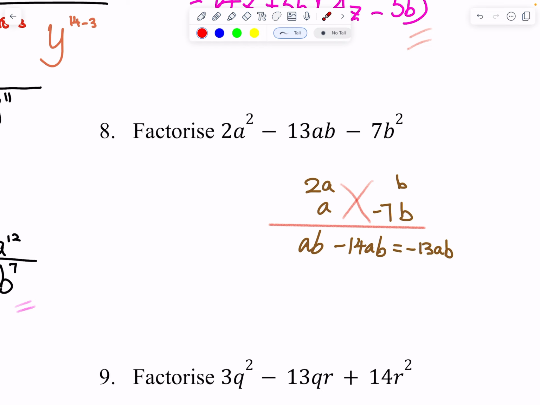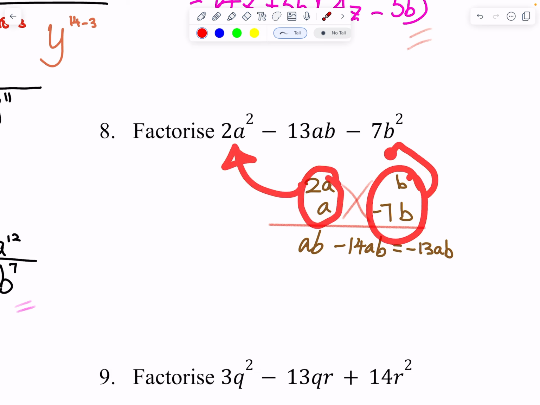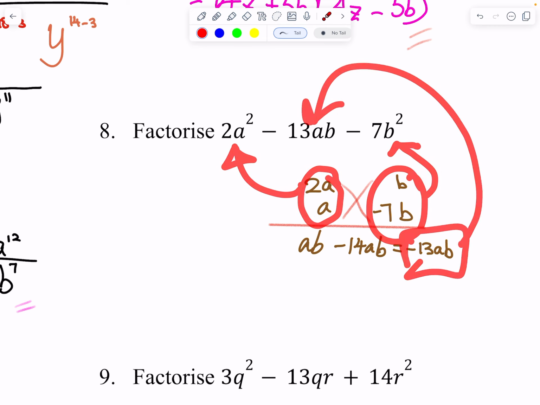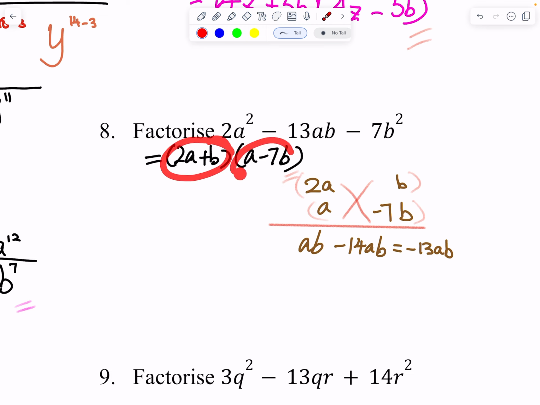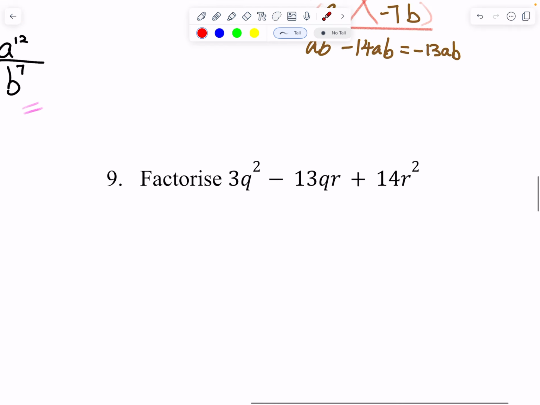Okay, let's check now. 2a times a, 2a squared. b times negative 7b, negative 7b squared. And the final answer, yes, it matches in the middle. If everything is fine, we put brackets. So it's done. (2a + b)(a - 7b). Of course, always check if in the bracket anything is the same. Nothing? I mean if it's common, you could have taken it out. If nothing, then it's done.